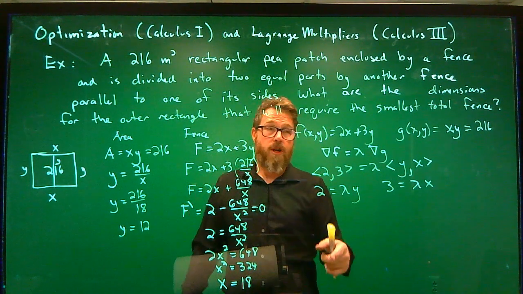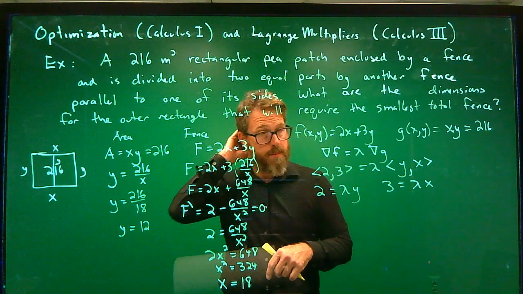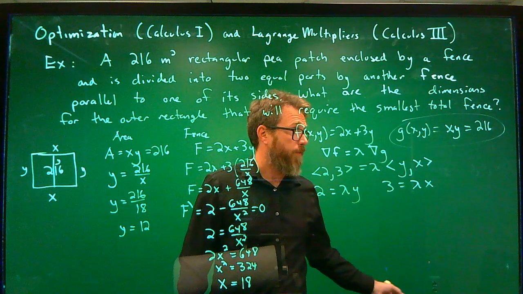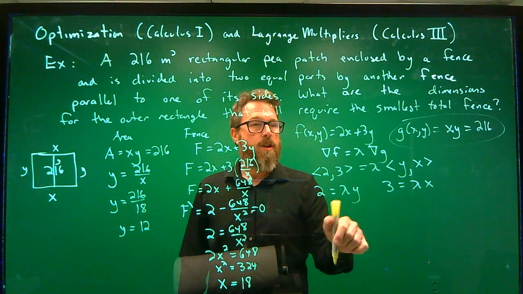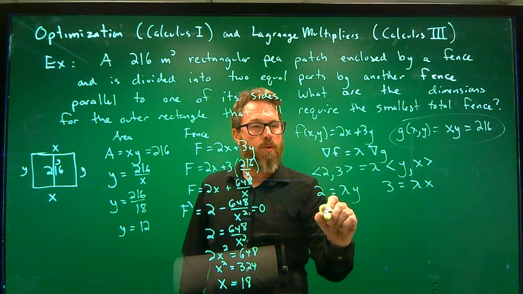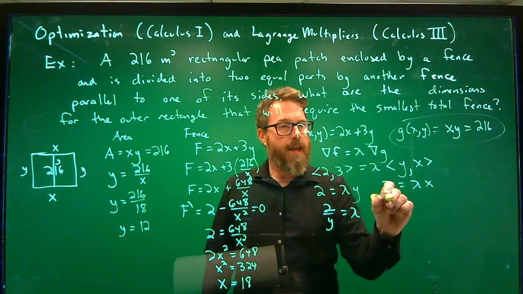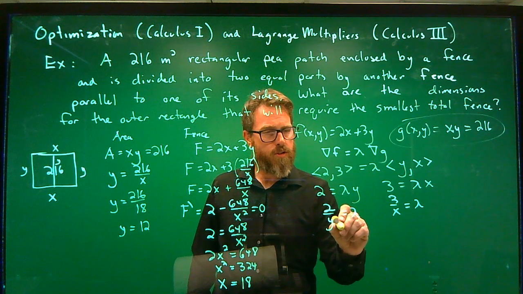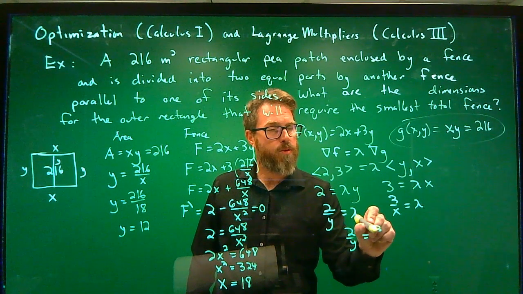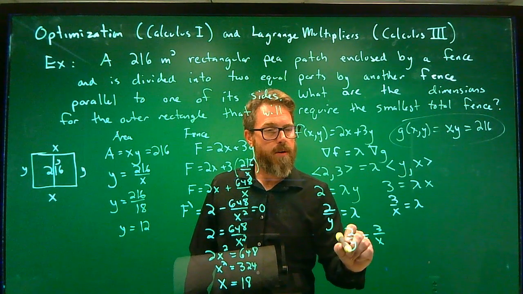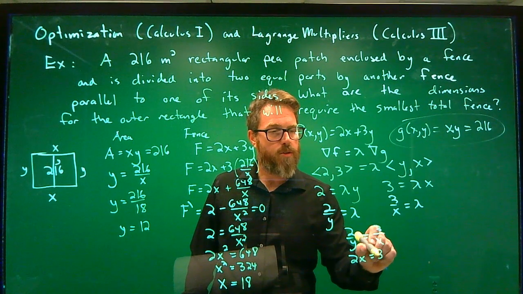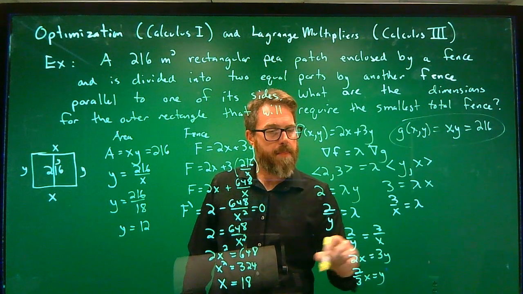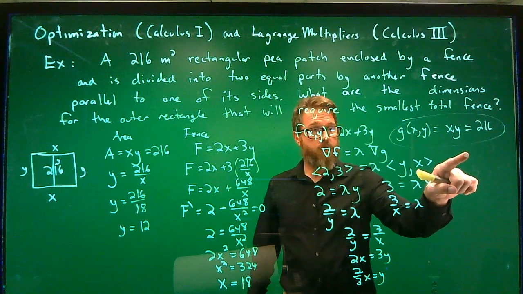So now solve. I'm just going to solve both of these for lambda and then set them equal to each other, because again our goal is to use the constraint to find the values of the variables. So 2 over y is equal to lambda, and 3 over x is equal to lambda. So that means they're equal to each other. So 2 over y is equal to 3 over x. Cross multiplying, 2x is equal to 3y, which means 2/3 x is equal to y. Now I can plug it back into the constraint.